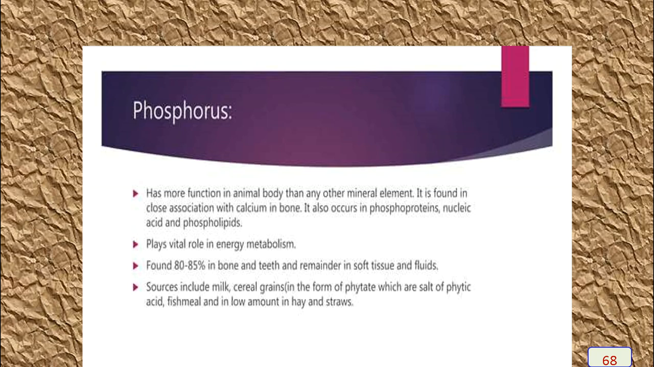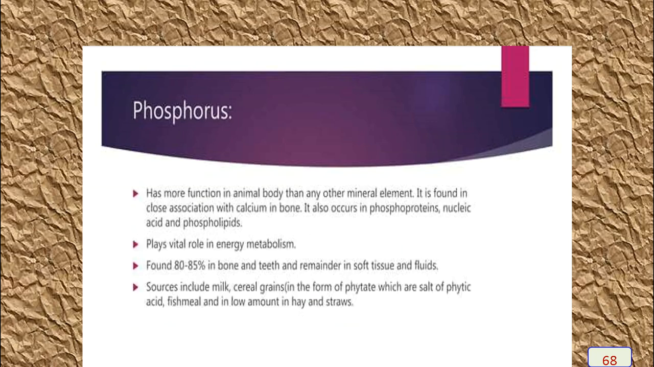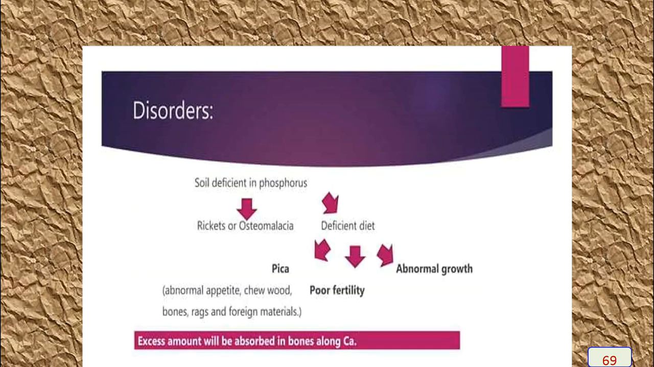Phosphorus should be in the feed to the extent of 80 to 85% in bone. Then disorders: deficiency affects osteomalacia, then a deficient diet, then animal growth is another issue, they will not grow. Then abnormal, unacceptable conditions appear.